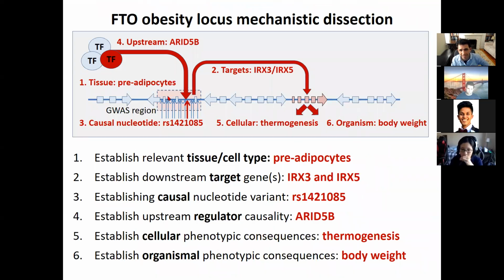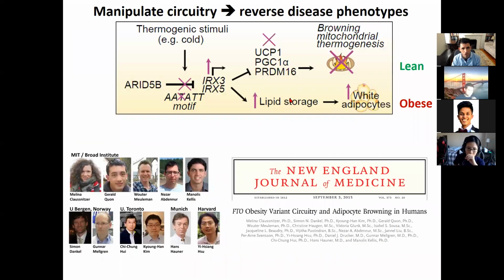And then we saw a specific example of what it takes to dissect the circuitry of a disease locus, basically looking at this FTO region associated with obesity, how we can, number one, infer what is the tissue of action. Number two, what are the target genes, which can sometimes be far away. Number three, what are the causal nucleotides? Number four, what is the upstream regulator or regulators that are impacted by these nucleotides? And number 5 and 6, what are the cellular and the organismal consequences of disrupting these genes?